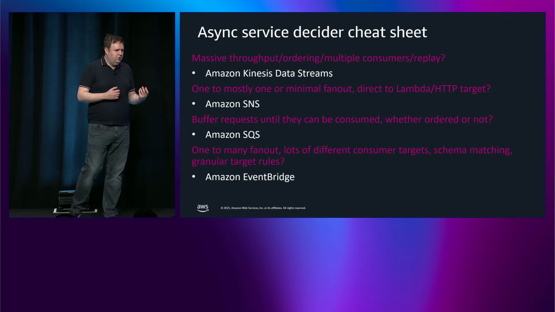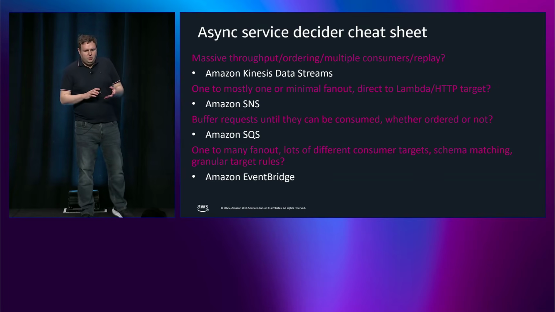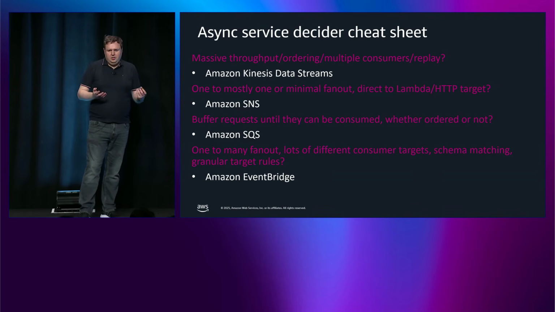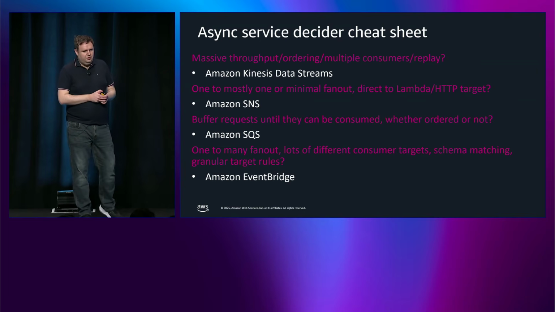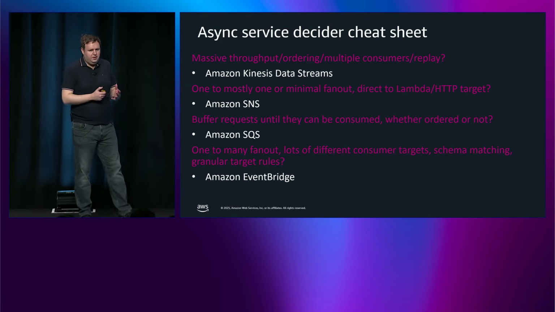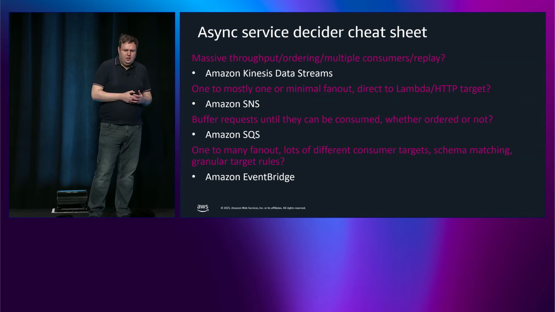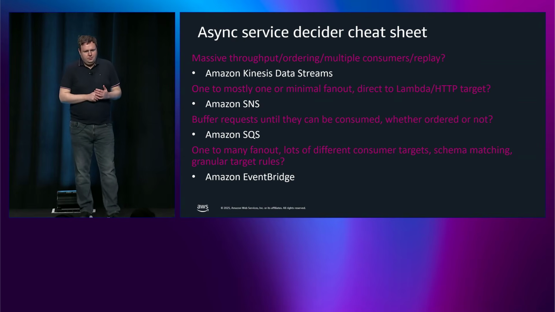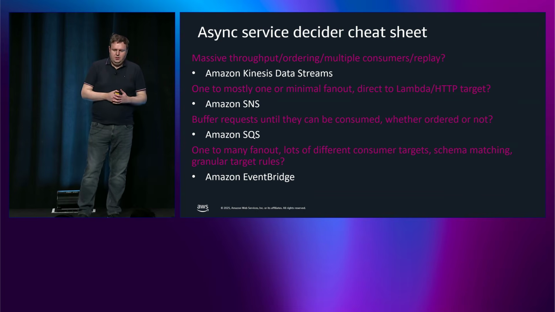So if you're wondering what to use, say you've got a massive throughput of data, you need some ordering, you might have multiple consumers, the ability to replay your data, Kinesis Data Streams is a really good fit. If you're going one-to-one, you don't have much of a fan out and you're going straight to a target, SNS. If you need an ability to buffer your requests in a queue, to let them be consumed, and you can order them or not, SQS is a really good service.